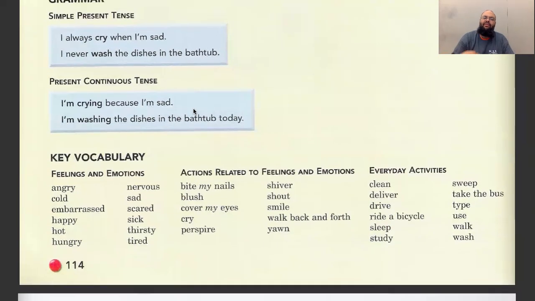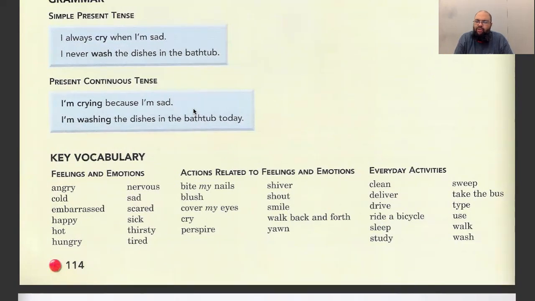Please repeat the vocabulary after me. Key vocabulary about feelings and emotions. Angry, cold, embarrassed, happy, hot, hungry, nervous, sad, scared, sick, thirsty, tired.